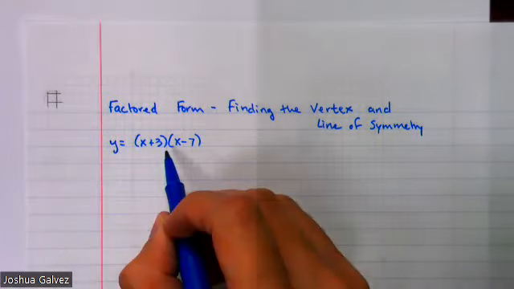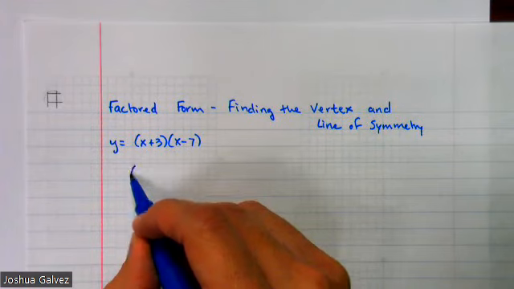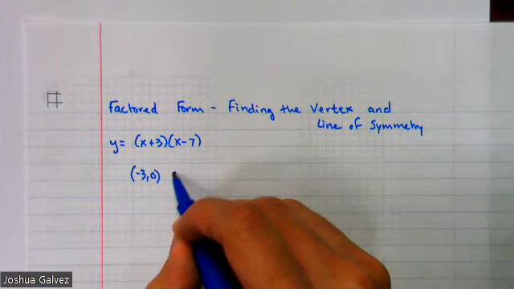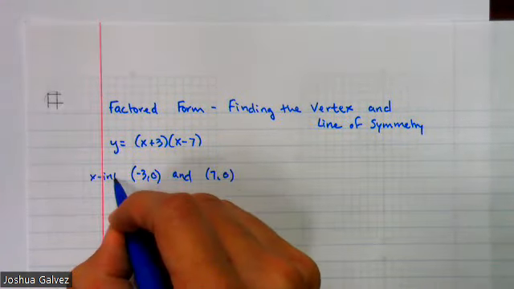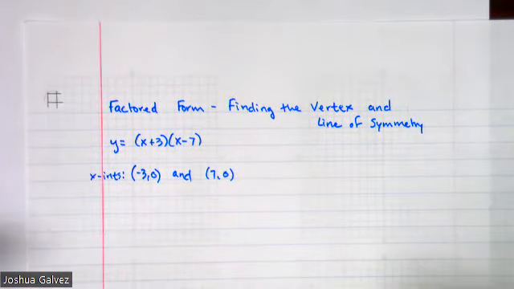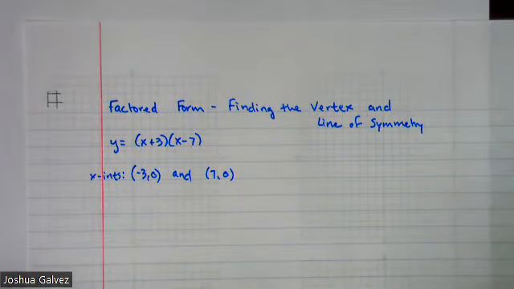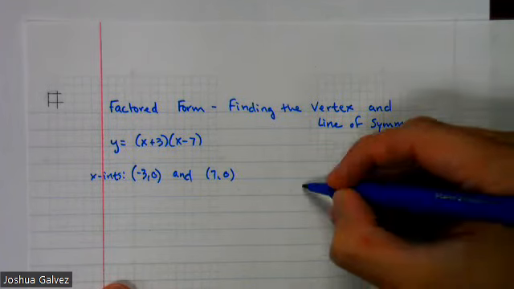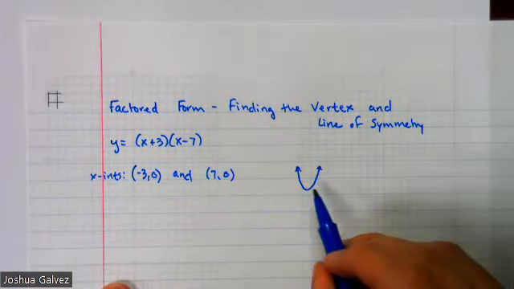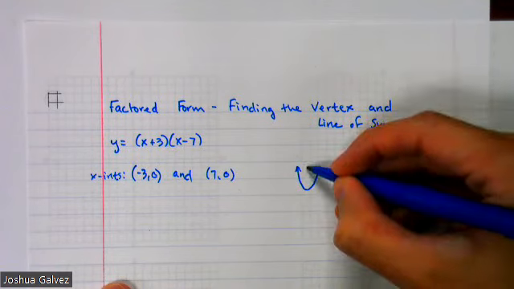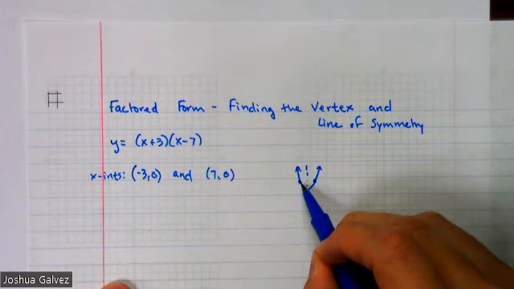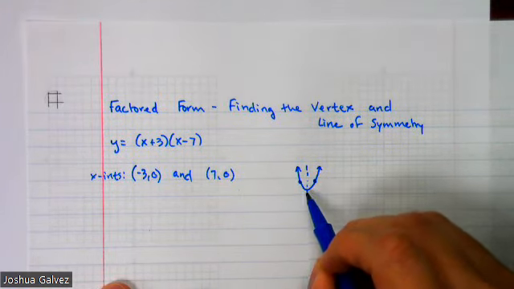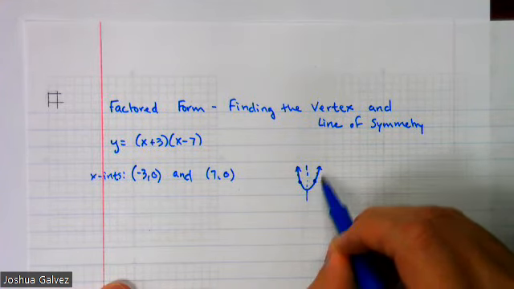So here I have an equation in factored form. I can tell you the x-intercepts are (-3, 0) and (7, 0). To find the vertex and the line of symmetry, we have to understand that parabolas are symmetrical, which means that the shape of a parabola is mirrored, a reflection across that middle line. So wherever the middle of the parabola is, if you have a point on the right, you also have a point on the left, and they're equally distant from the center. And this is true all the way up the parabola.